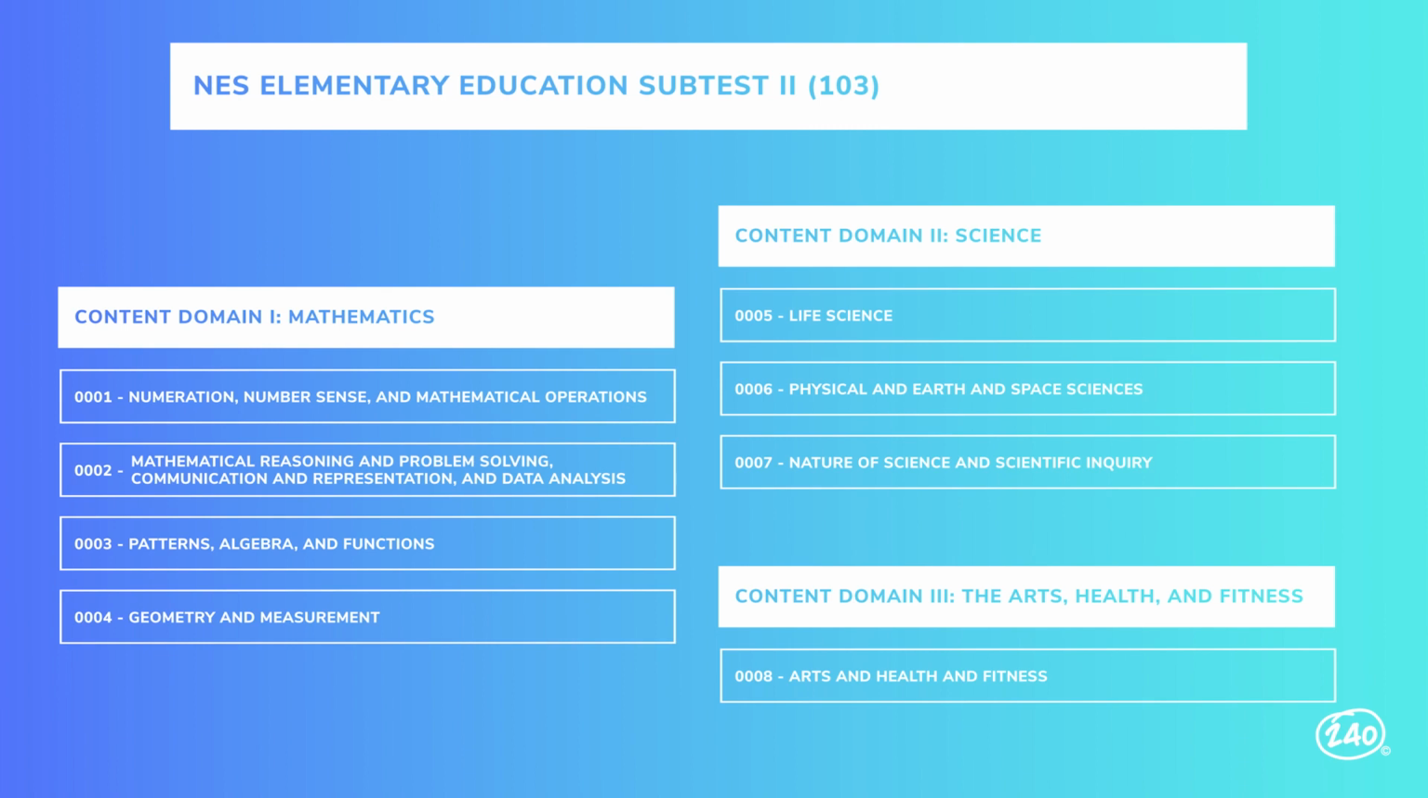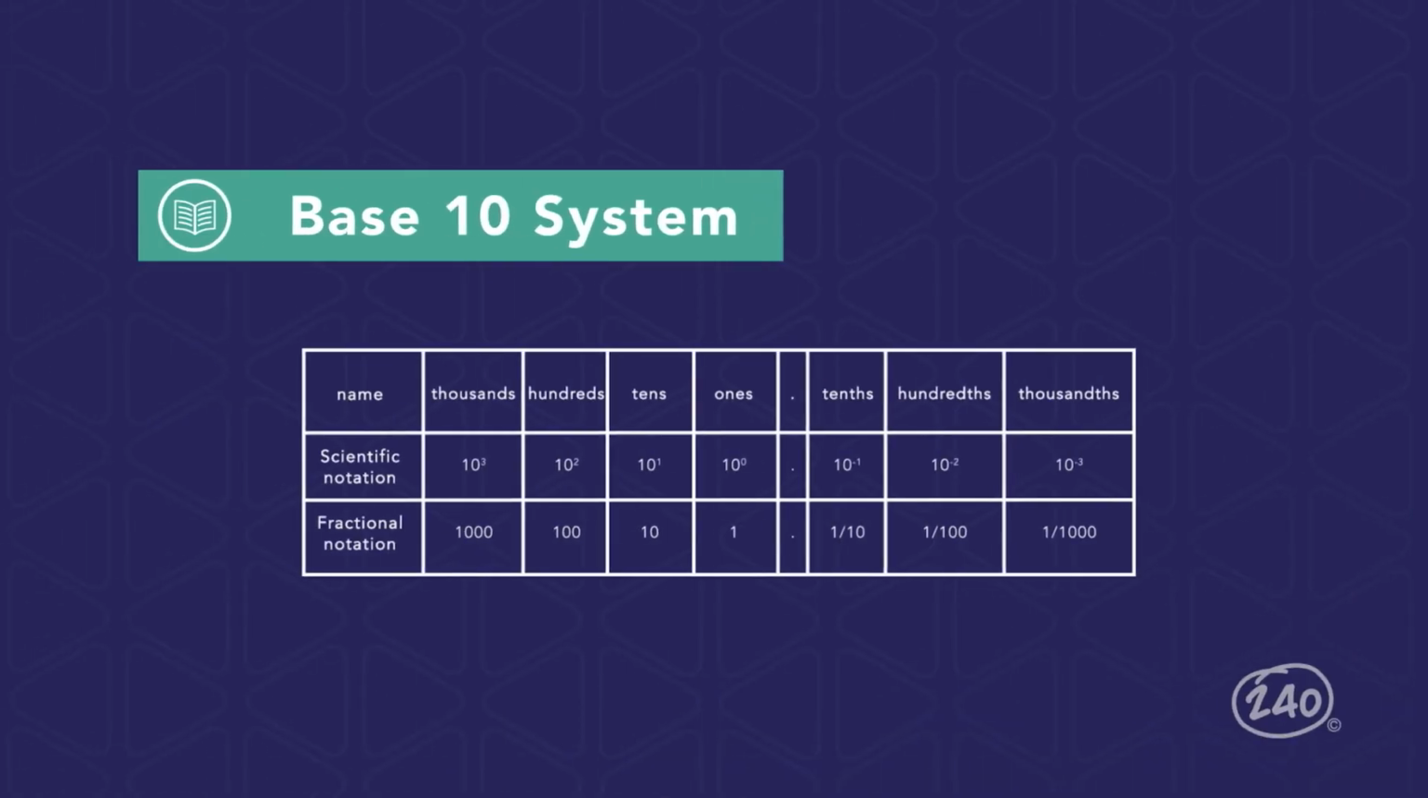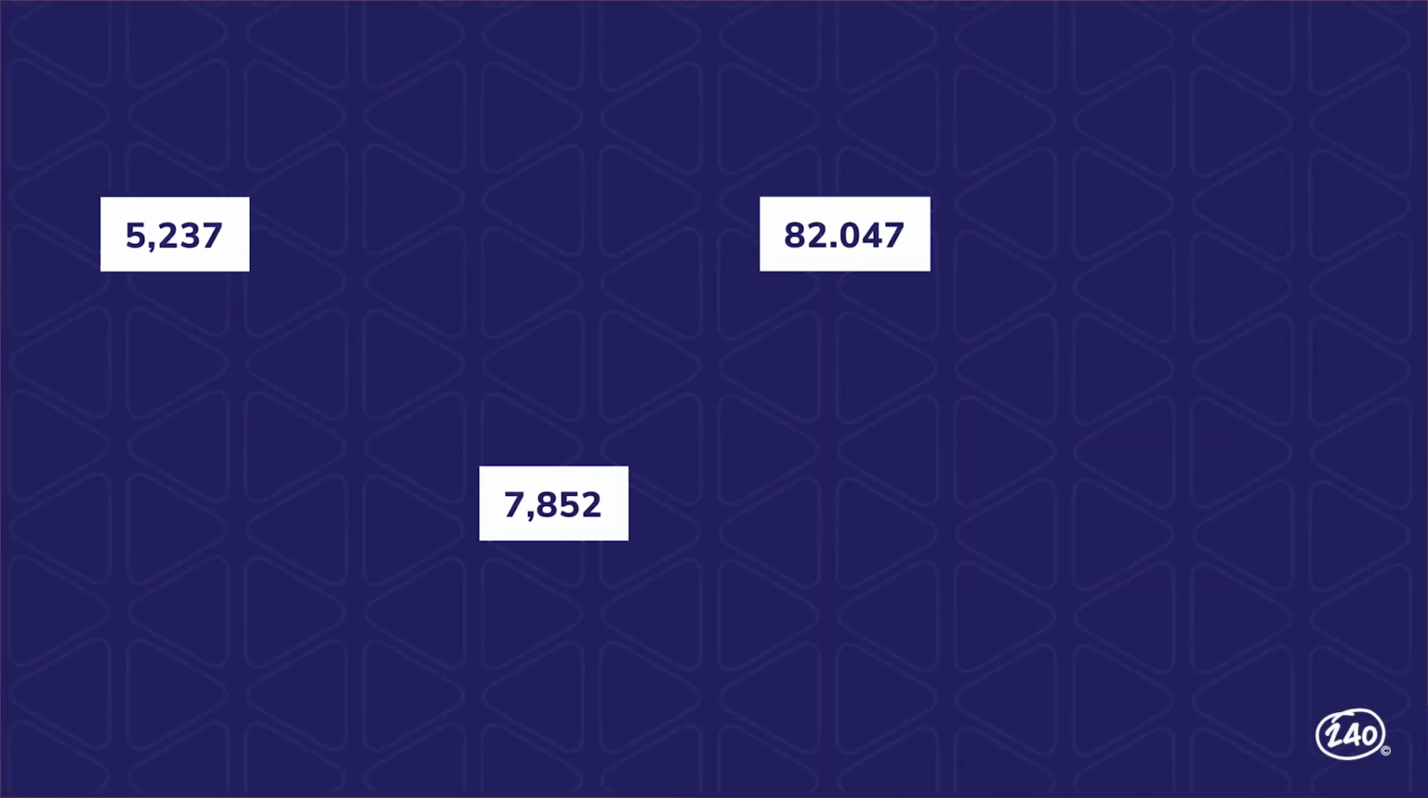Let's start with the biggest domain, math. The first competency is numeration, number sense, and mathematical operations. This competency covers how students represent and combine numbers. One of the most important things to know for the first competency is place value. That means you'll need to understand a place value chart like this one, and the value each digit within a larger number holds. For example, the digit 7 appears in each of the three numbers, but it holds a different value in each.